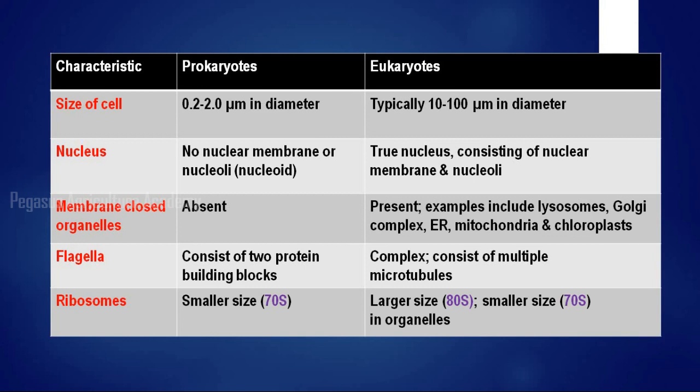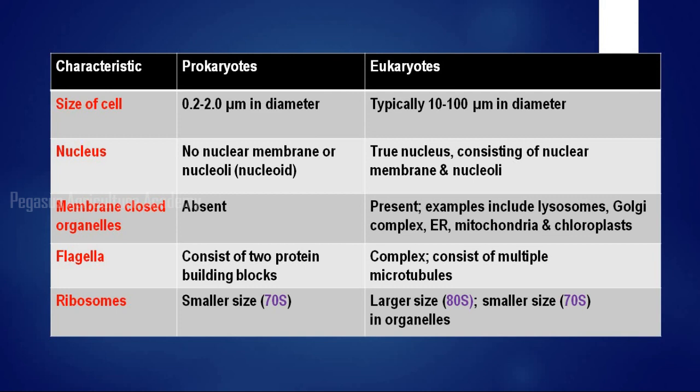The next and most important difference is the nucleus. In prokaryotes we have only a free, linear genetic material; no nuclear membrane or nucleolus is present. At the same time, eukaryotes have a true nucleus, which consists of both a nuclear membrane and a nucleolus. Membrane-bound organelles are absent in prokaryotes, and membrane-bound organelles like lysosomes, Golgi complex, endoplasmic reticulum, mitochondria, and chloroplasts are present in eukaryotes. One more thing: there is a theory called the endosymbiotic theory. We will deal with it in relation to membrane-bound organelles in further videos.